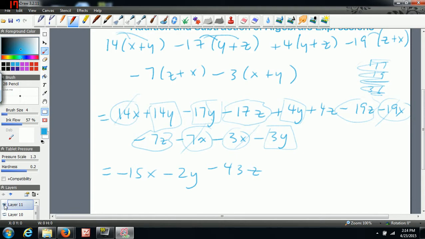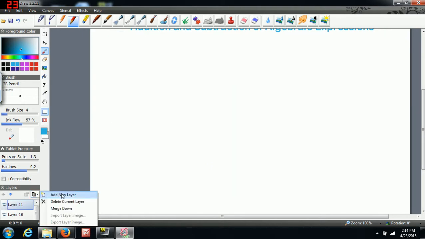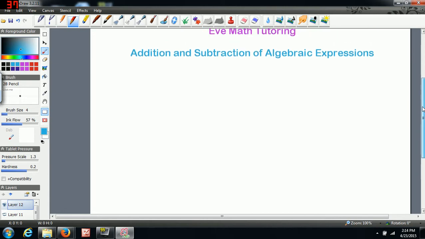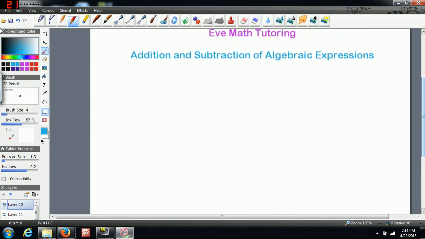Let's do a few more examples. Let's do some examples where we've got more brackets involved. So say you have something like, simplify the following.